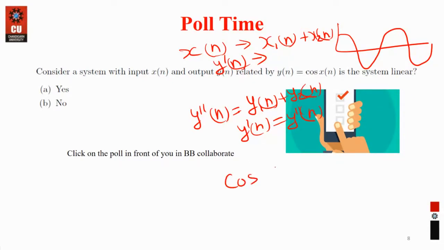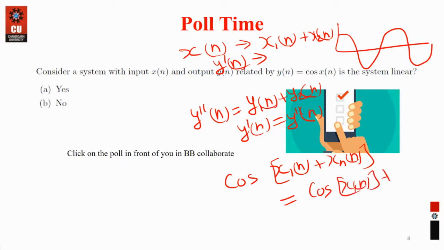So if I say cos of (x1[n] plus x2[n]), will it be equal to cos of x1[n] plus cos of x2[n]? Can I write like this? Is cos(A plus B) equal to cos A plus cos B? No, not at all. This is not equal. The superposition theorem is not applicable. In fact, cos(A plus B) is cos A into cos B minus sin A into sin B.